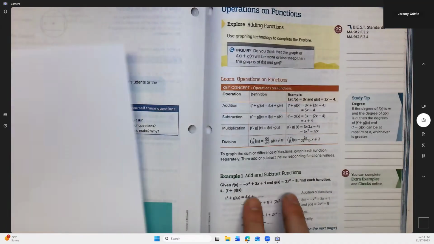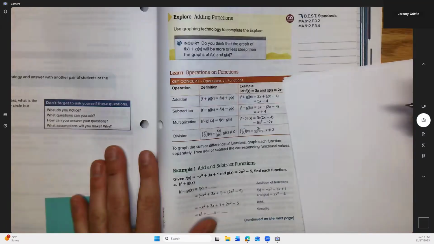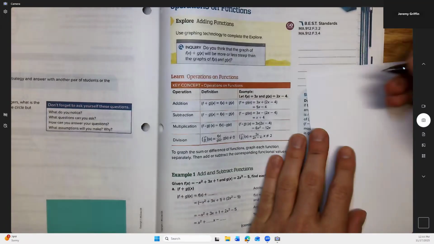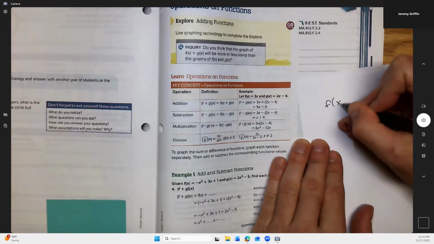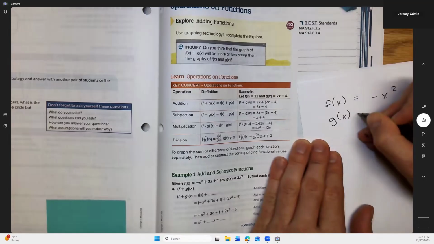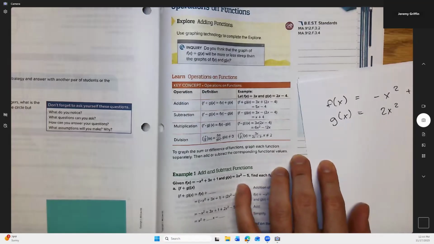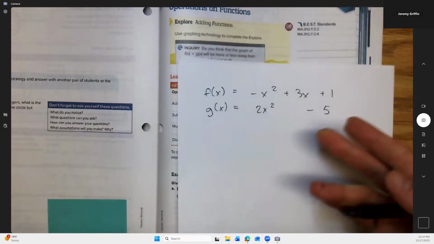First, they give you an f of x and a g of x. So these could be two different functions, and these very simply add and subtract them. Suppose f of x is negative x squared plus 3x plus 1. And then g of x is given as 2x squared minus 5. So there's your f of x, there's your g of x.